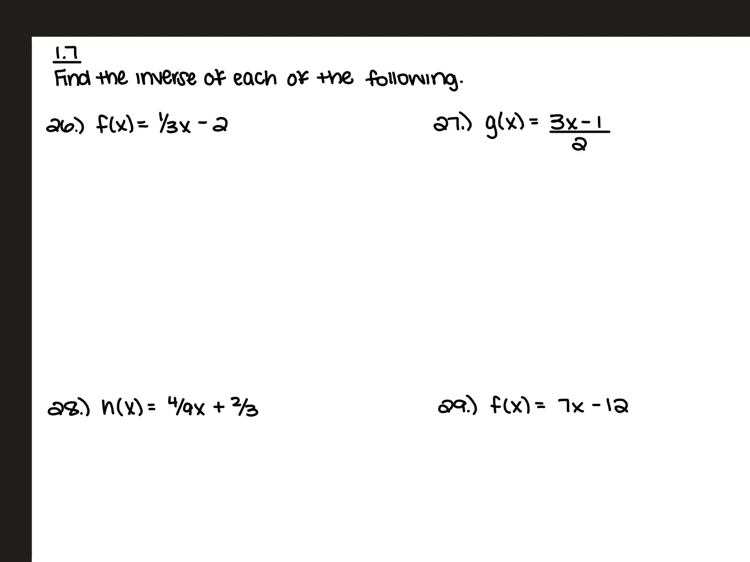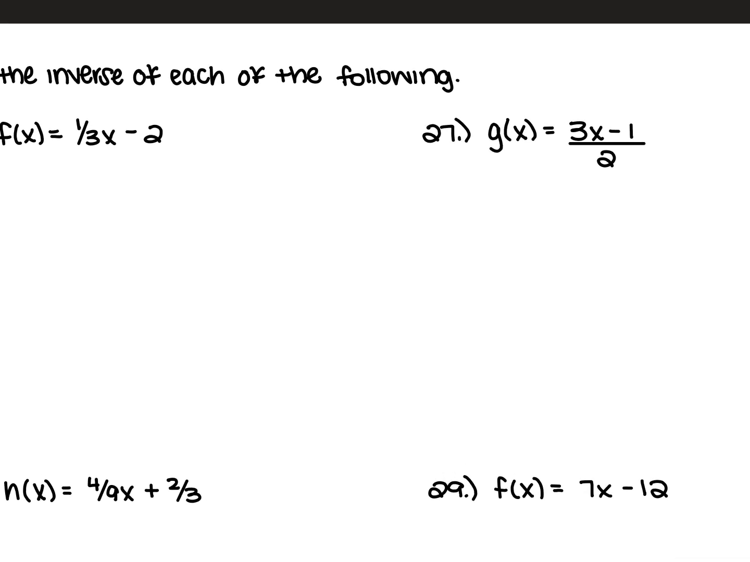For your next section, you're working on 1.7. So the first part of this that we're going to do is find the inverse of each of these. Remember, when you're finding the inverse, you're changing f of x, g of x, h of x, anything of x into y. Then you are going to switch your x and the y and resolve the equation for y. When you give your answer, it's going to be f to the negative 1 of x, g to the negative 1 of x, h to the negative 1 of x.